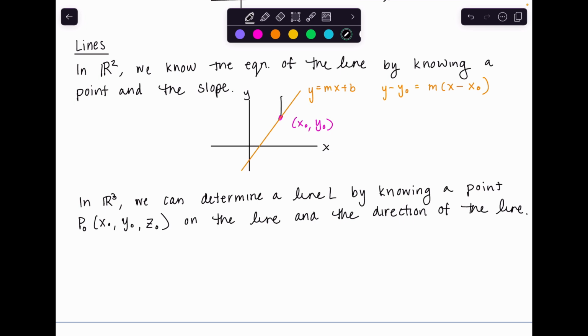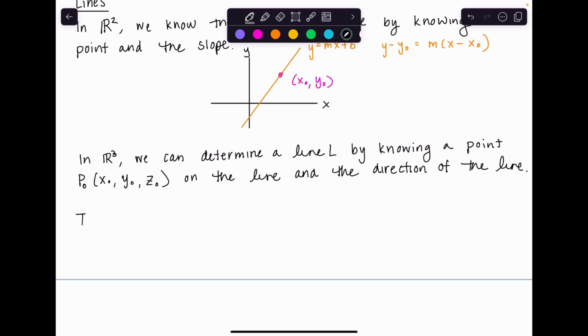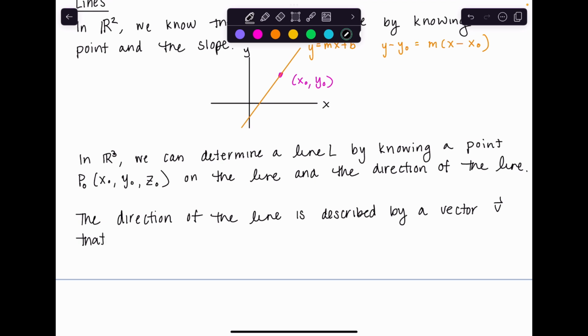So the direction is essentially what that rise over run is, but in each of our different components. So the direction of the line is described by a vector v that's parallel to our line.